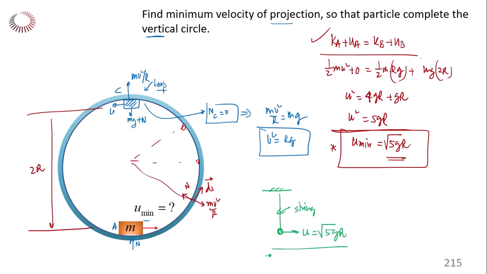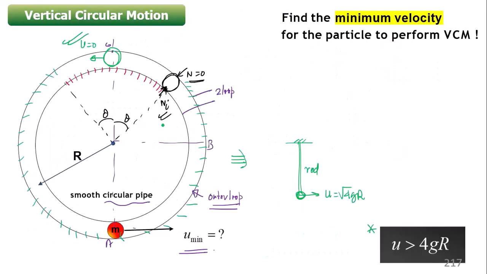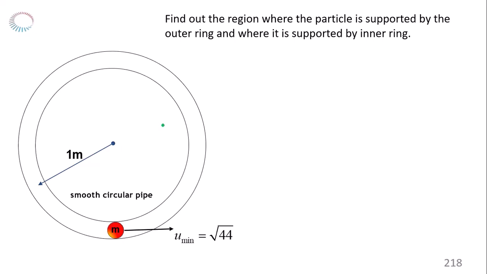Okay, so these are the two different situations, but these two situations can be dealt with the string concept as well as the rod concept. Okay, string concept and the rod concept. So this is the situation. Let us say you are asked to find out the region where the particle is supported by the outer ring and where it is supported by the inner ring.